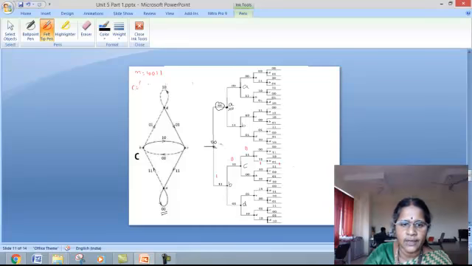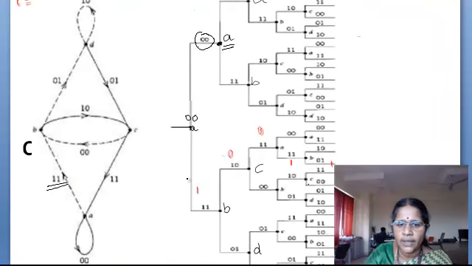To traverse lower in the tree, let the input be considered as 1. So follow the dashed line. You go to state B and the output here is 1 1.